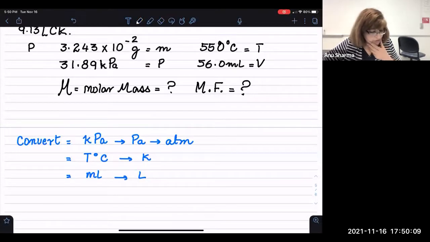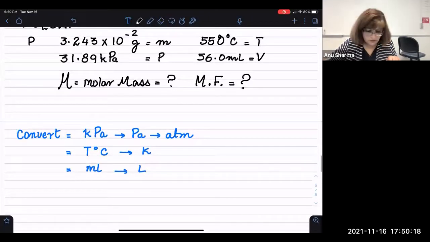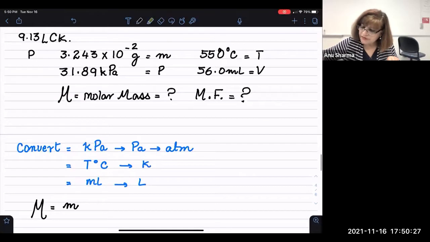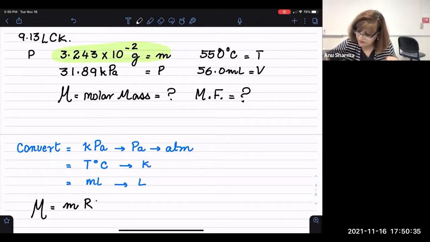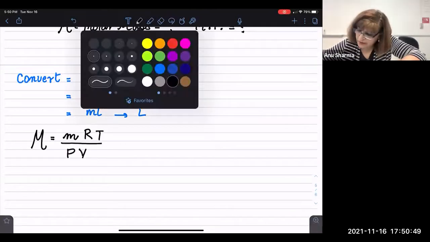So let's see what the formula is. The molar mass is equal to M, the small m in grams, that's the weight, times the value of R, which we already know, times the temperature, which is given to us, divided by the pressure, which is given to us, times the volume. Okay, so that is going to give us the molar mass. And then after that will be the molecular formula. Okay, so let's do this first.